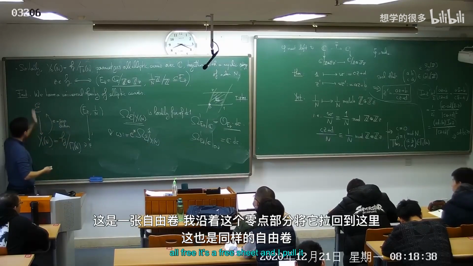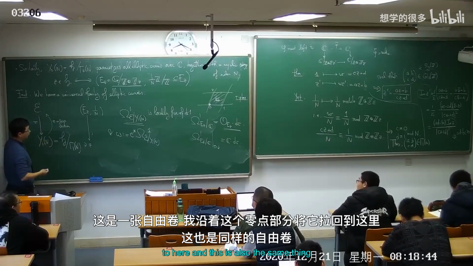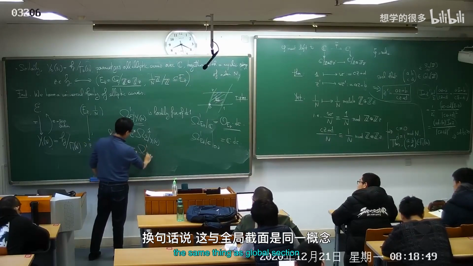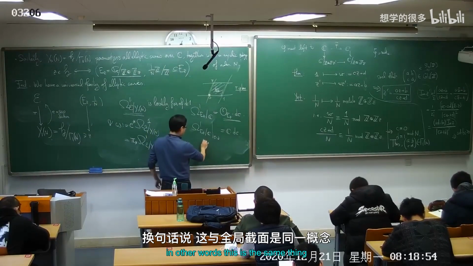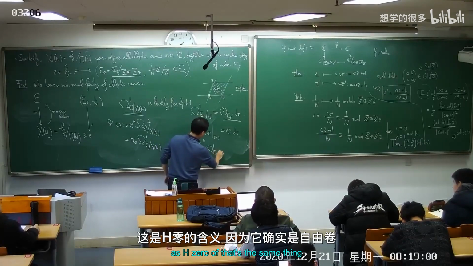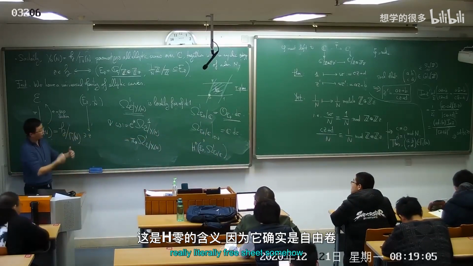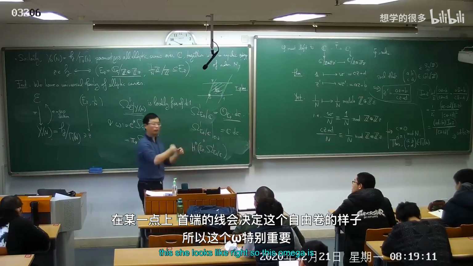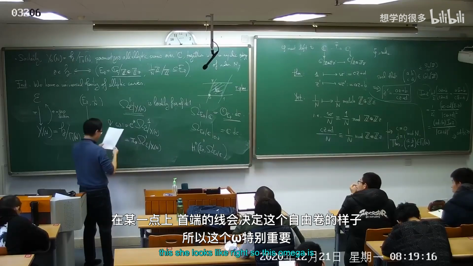It's all free. It's a free sheet, and I pull it back along the 0 section to here. And this is also the same thing as a global section. In other words, this is the same thing as H0 of. That's the same thing, because it really is literally a free sheet. The stalk at one point would determine what this sheet looks like.